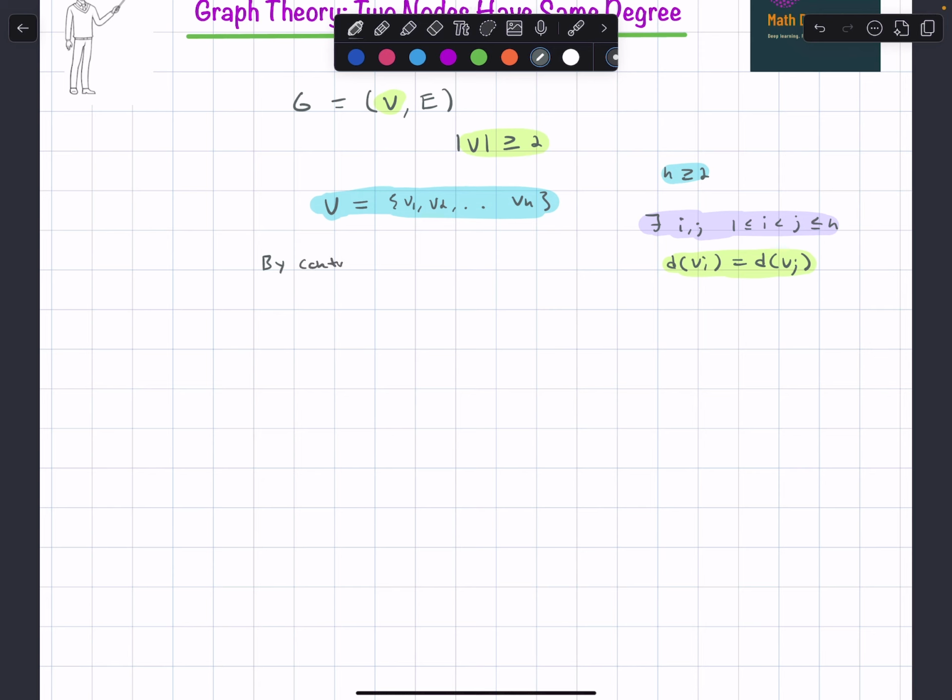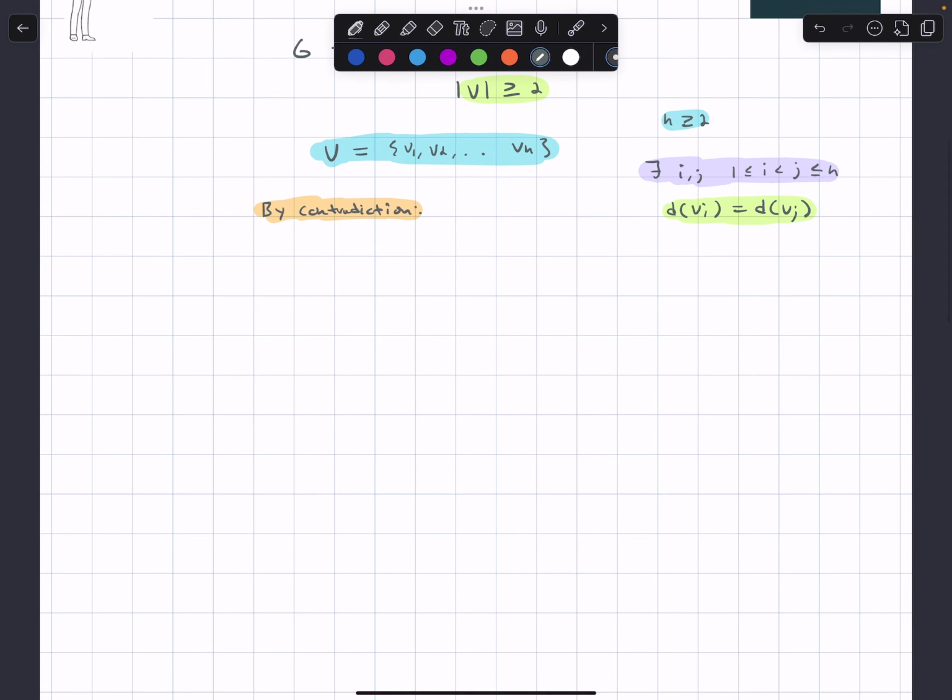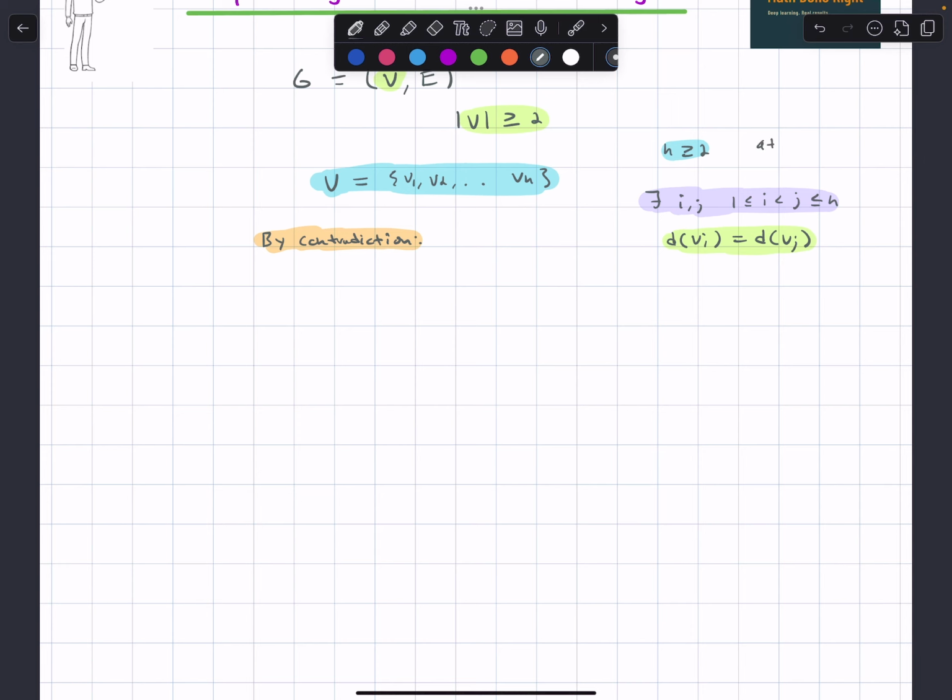By contradiction. There we go. Can I spell contradiction? Perfect. By contradiction. And so what is this saying? This is saying that there exist two that are the same. So our statement is there are at least two with the same degree.